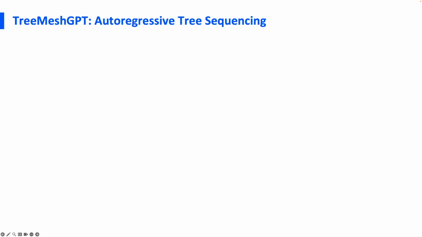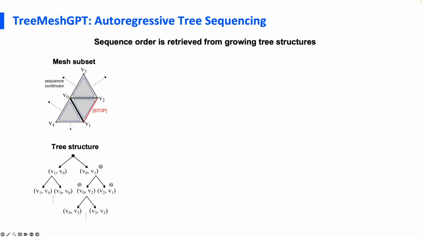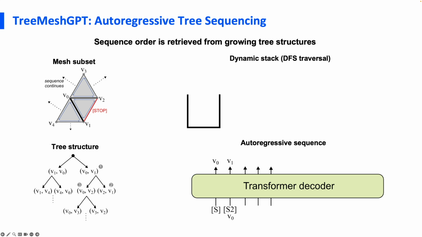To tackle those two challenges, we propose autoregressive tree sequencing. In this method, the sequence order is retrieved from growing tree structures as opposed to the conventional next token prediction. The process is illustrated in this example. Here, we have a subset of a mesh with starting edge V0, V1. The subset of the mesh can be equivalently represented as a tree structure.